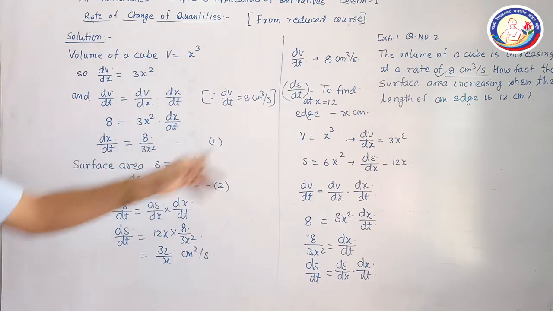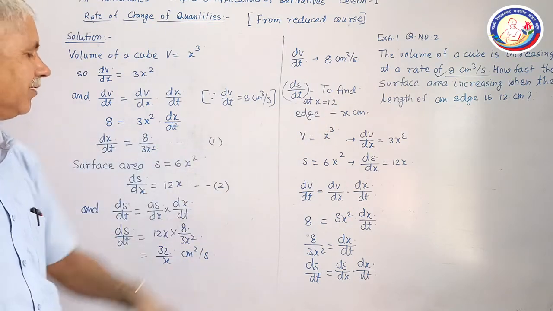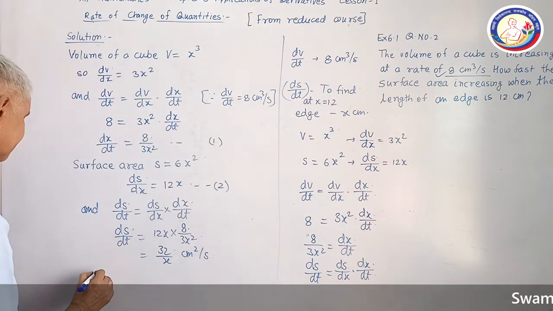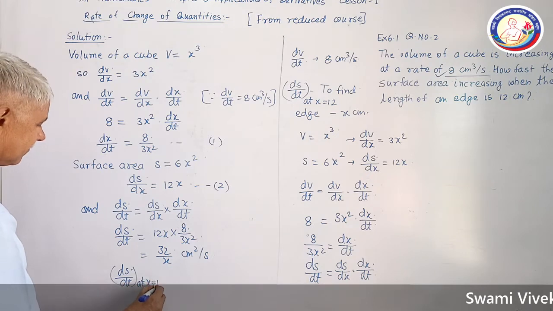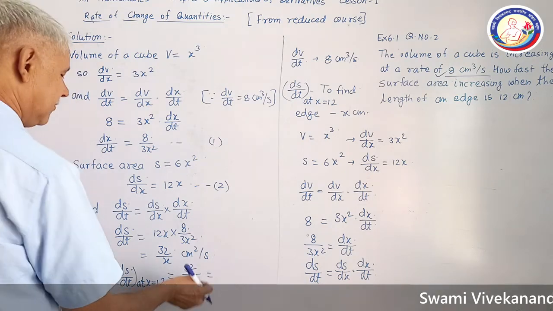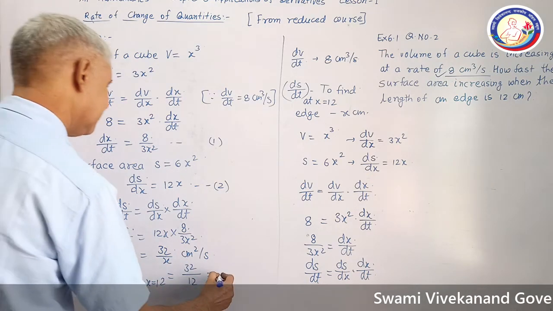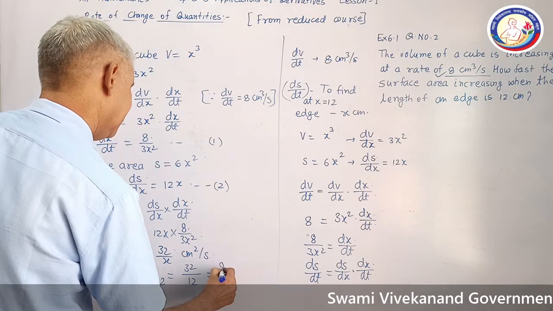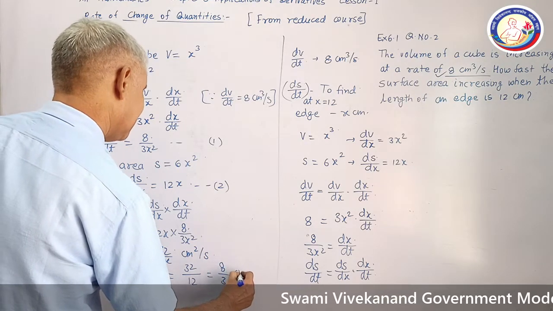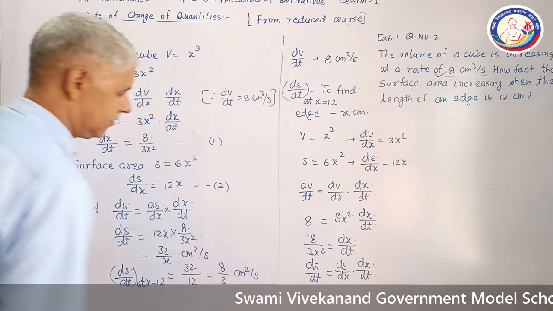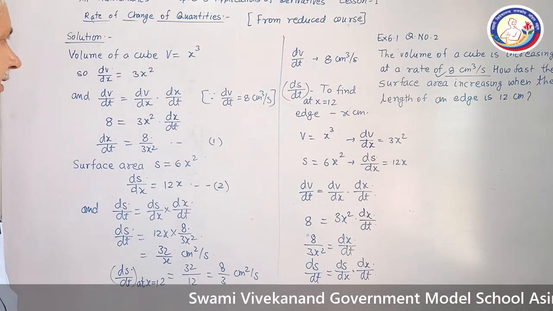What will be the value of this when x is 12? Four is common here, so 3, 8. 8 by 3 square centimeters per second. I am repeating once again.